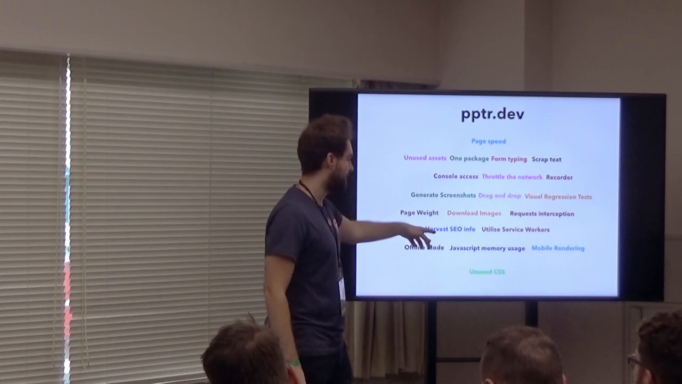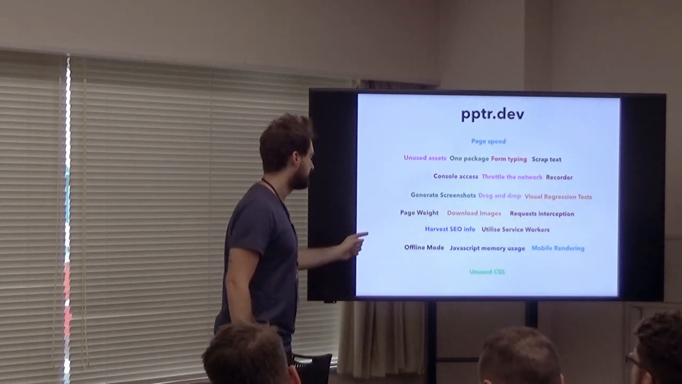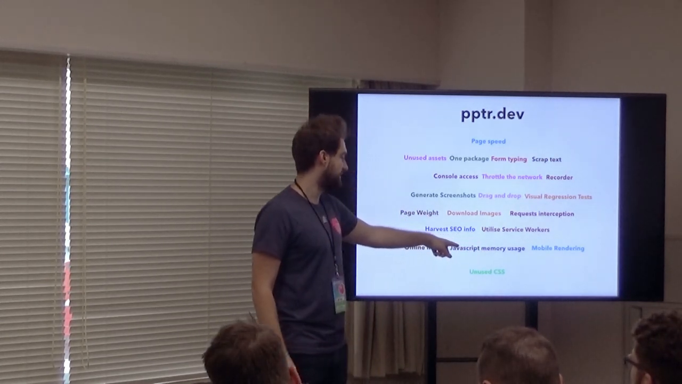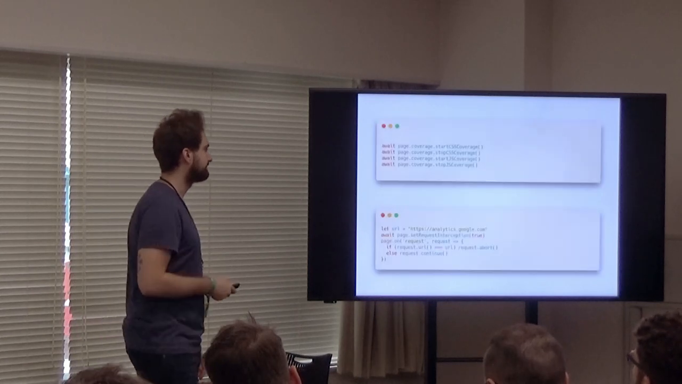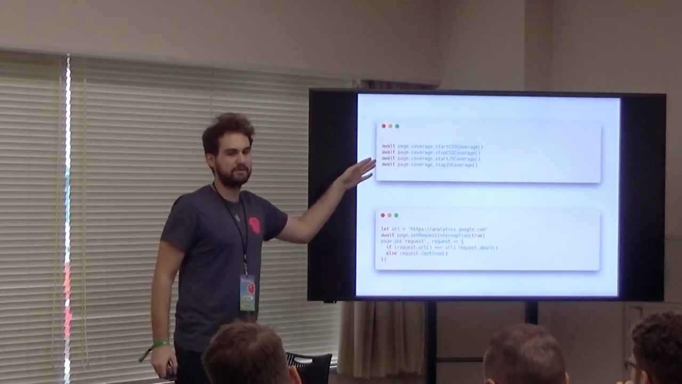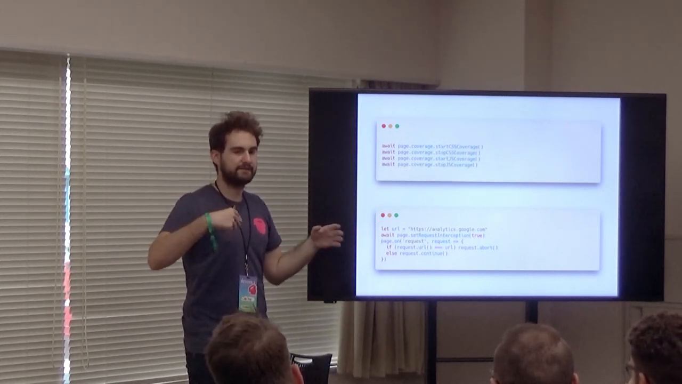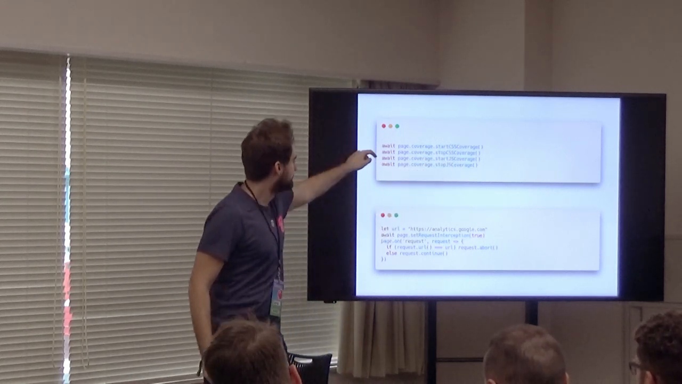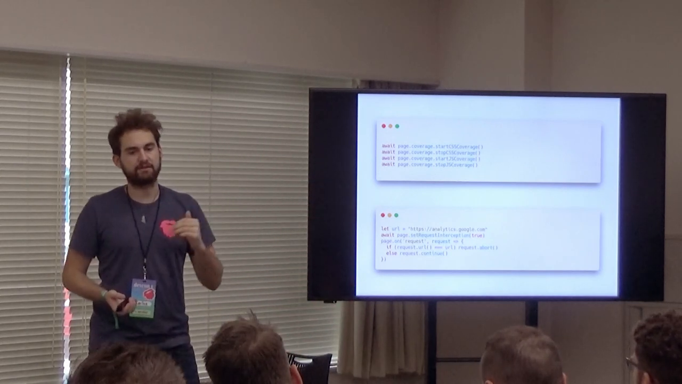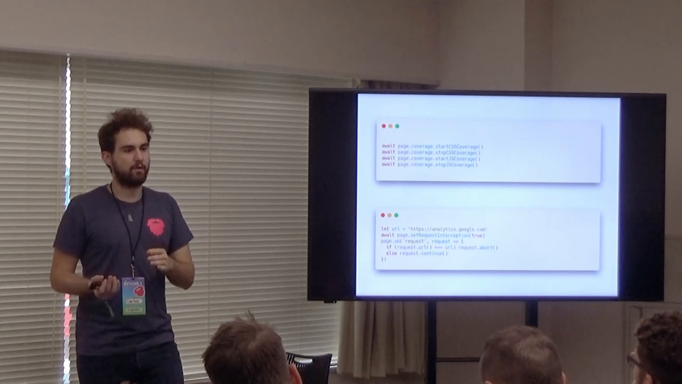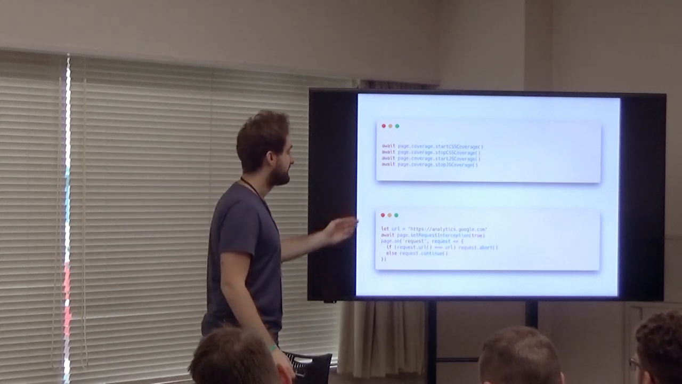You can harvest some info for SEO, service workers, you can test them, that's more complicated, but you can do that offline. The JavaScript heap memory usage, mobile rendering, and unused CSS. That's some of the cool stuff that you can do, but there are more. And to show you how simple it is to do that, you just have to start CSS coverage. It will start checking all the data of CSS, and when you stop, it will return you an object with all the data that it gives you about the CSS coverage. For example, how much are you using and how much are you not using, and you can do whatever you need with that. Same with JavaScript.